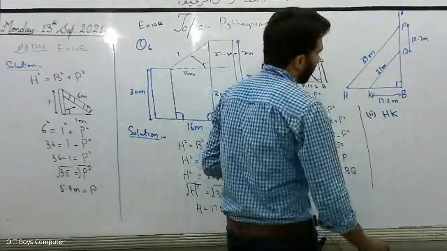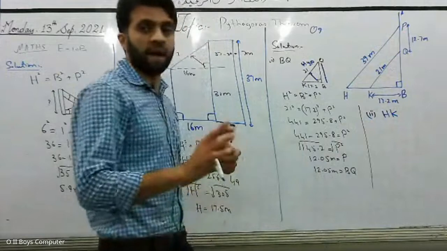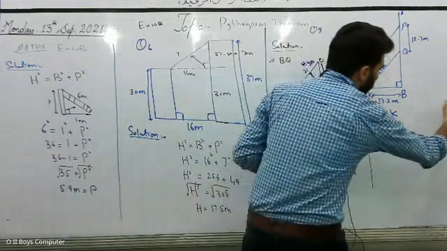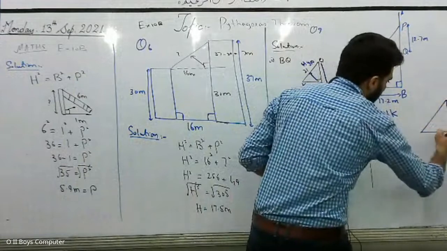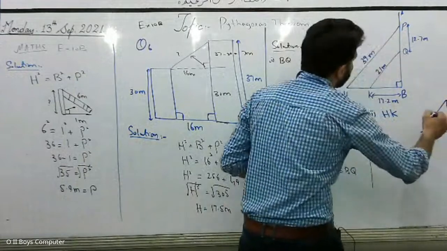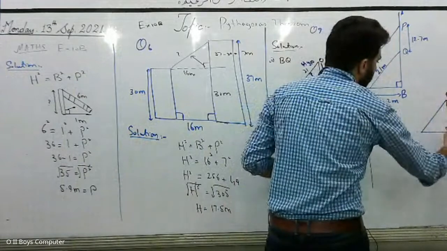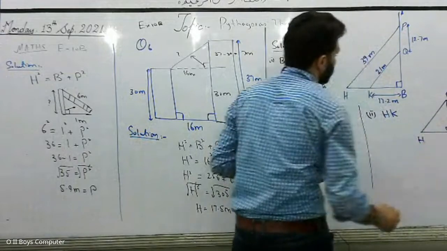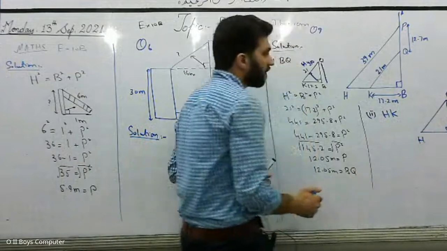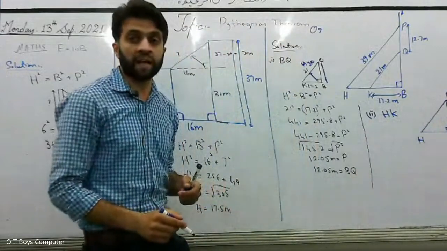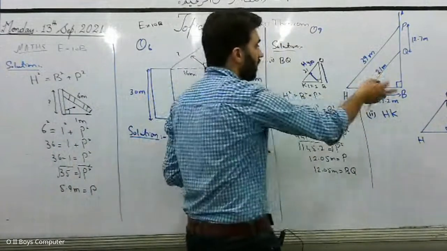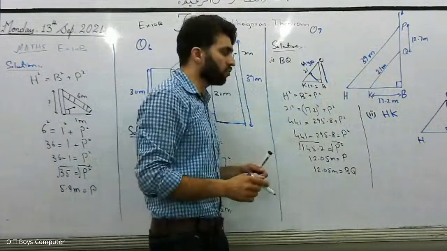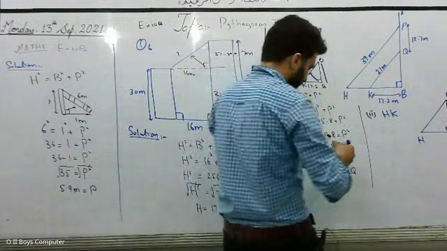So what we have to do now? We have to take the larger triangle, the main triangle. If I draw this triangle separately, P, B, and H. Now, we have the hypotenuse is 39. 21 was the hypotenuse of the smaller triangle, but 39 is the hypotenuse of the larger triangle.